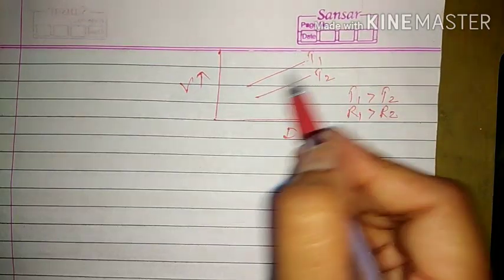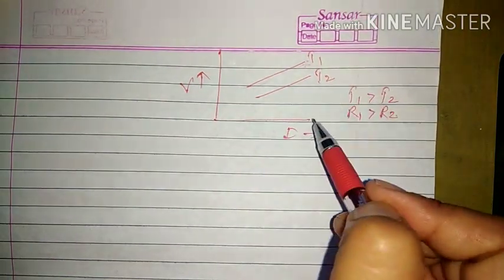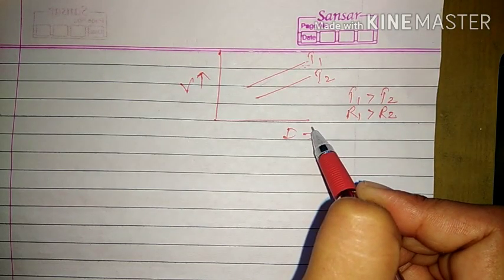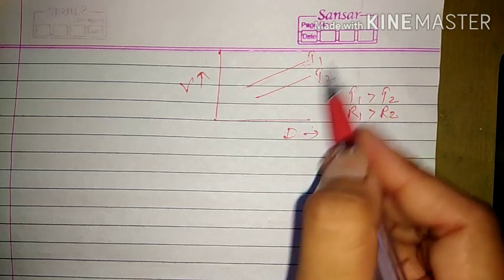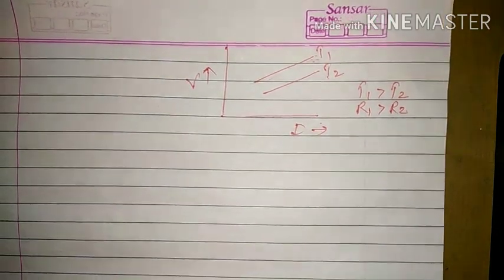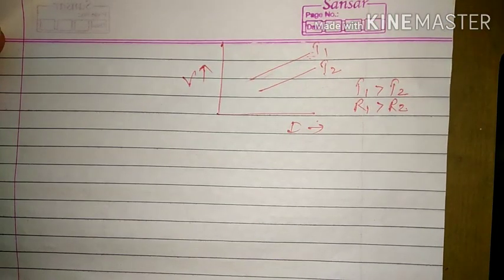That means the resistance of this wire will be more than the resistance of this wire. This is in the case of conductors. We are talking only about conductors. Our heading itself is factors affecting the resistance of a conductor. So basically the resistance depends on four things. First thing, material. Different materials will have different resistance.